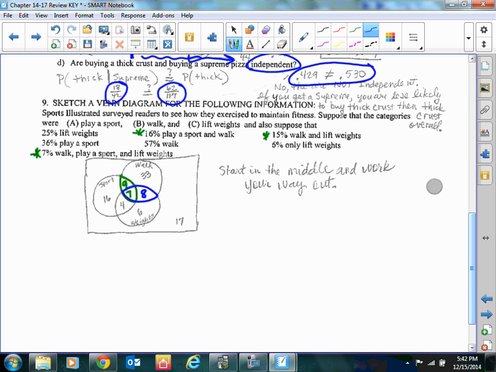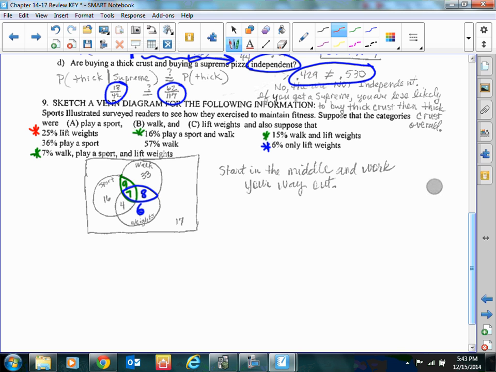Then, let me go ahead and fill in this. I like the "only" ones. Those are also pretty straightforward. 6% only lift weights, so I can put that here in the only category. Now what we can do is go from there, and it says 25% lift weights.